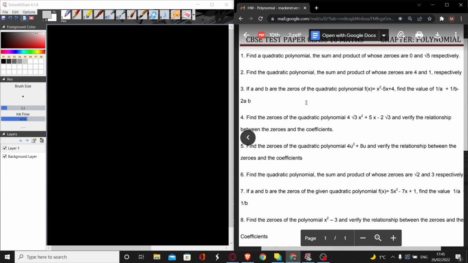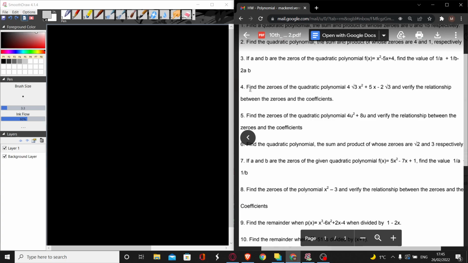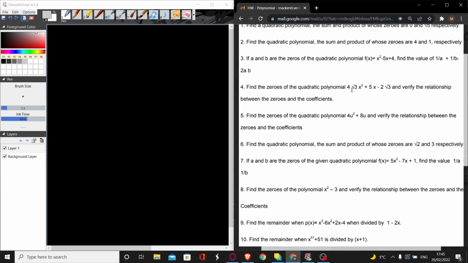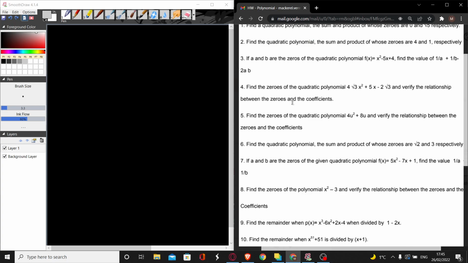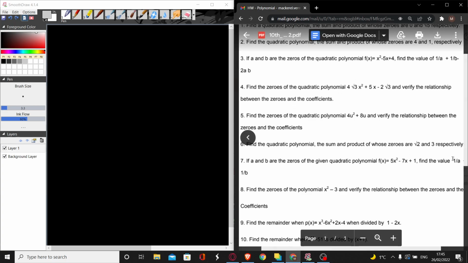So today I'll be teaching you how to solve question number 4 from this worksheet, and the question is, find the zeros of the quadratic polynomial 4 times square root of 3 times x squared plus 5x minus 2 times square root of 3 and verify the relationship between the zeros and the coefficients. So I will just be teaching you how to factor them and write the zeros because I think that's going to be easier.